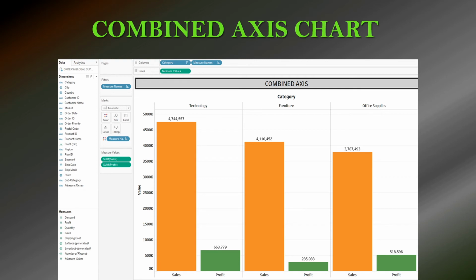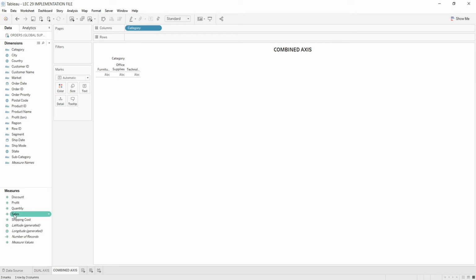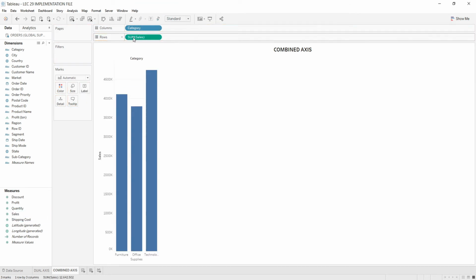In this chart, you can see that only one mark is used, so all the bars on the chart are visualized in a similar manner. But using a combined axis chart, we can compare many measures together on the same view. For implementing a combined axis chart in Tableau, we are connected with the Global Superstore data. Now we drag Category over to Columns and Sum of Sales over to Rows, and we get this type of vertical bar chart.